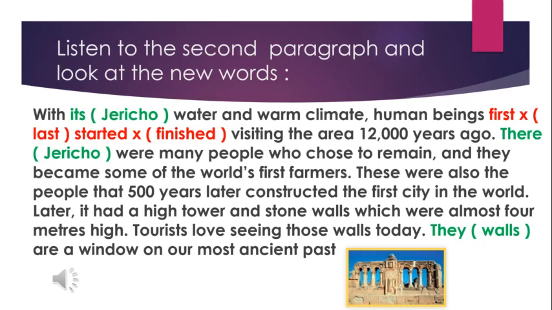With its water and warm climate, human beings first started visiting the area 12,000 years ago. There were many people who chose to remain, and they became some of the world's first farmers. These were also the people that 500 years later constructed the first city in the world. Later, it had a high tower and stone walls which were almost 4 meters high. Tourists love seeing those walls today.